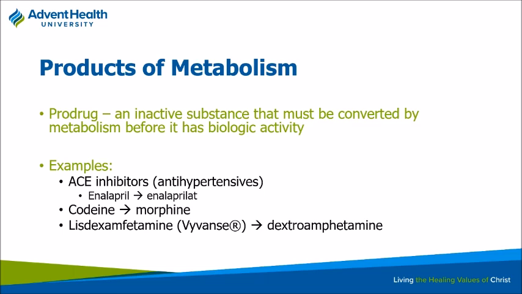Now, remember what we said, if you give something IV, remember that first pass effect we talked about? We can actually get around that by giving something IV. And so in those cases, guess what version of that drug I give when I give it intravenously? I give the enalaprilat. I actually get the activated form already because I know I'm missing that first pass effect that normally would activate it, right? Codeine, we mentioned, turns into morphine.